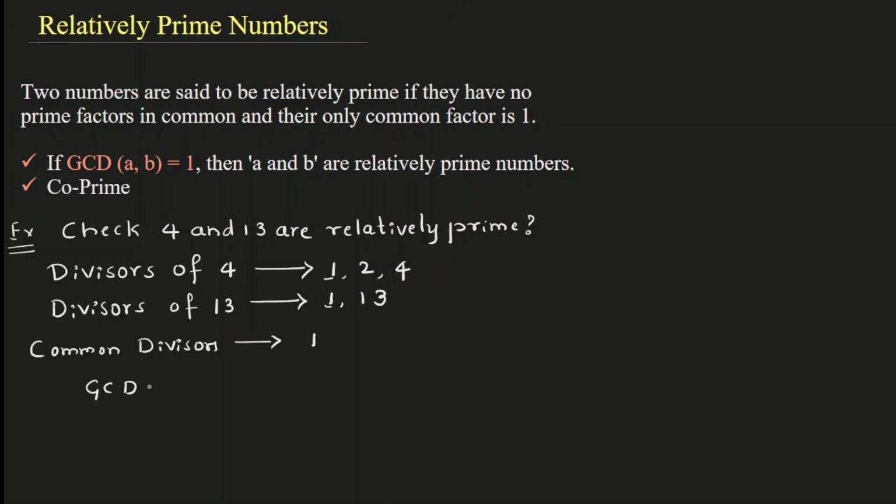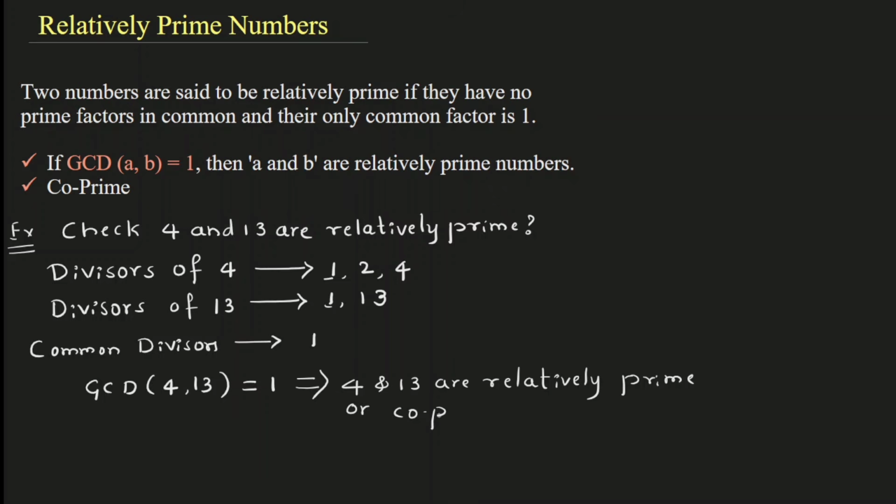Then what does it imply? Since the common divisor is only 1, 1 itself is the GCD of 4 and 13, that is the greatest common divisor. So GCD is 1. If the GCD of any two numbers is 1, then the given numbers 4 and 13 are relatively prime. This is how to check whether given numbers are relatively prime or not. Or you can say 4 and 13 are co-prime.